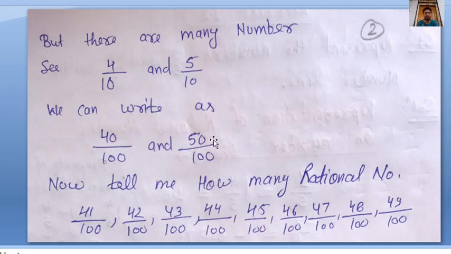How many numbers can come in between them? 9 numbers are coming. See, 41, 42, 43, 44, 45, 46, 47, 48, 49 upon 100. So these fractional numbers are coming in between 40 and 50 upon 100. So what do you notice here? Here you have noticed that we can insert 9 numbers, but again think what we can do.